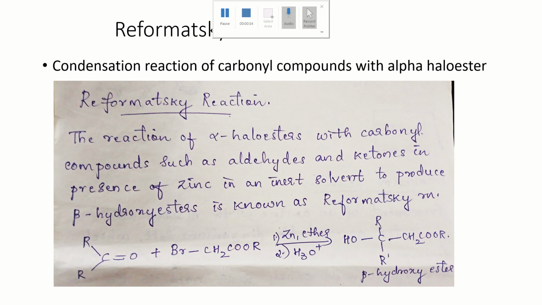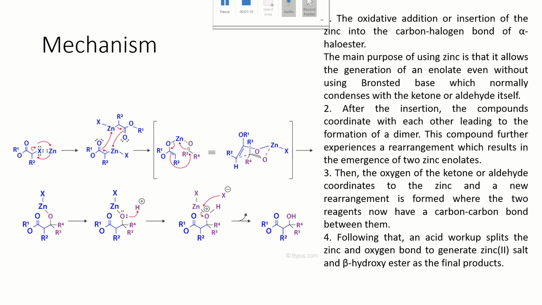The Reformatsky reaction is a synthetic method to produce beta hydroxy ester by treating a carbonyl compound such as an aldehyde or ketone with an alpha haloester in the presence of zinc and an inert solvent. The Reformatsky reaction can also be conducted by taking propyl bromide or alpha haloamide instead of alpha haloesters. The major reaction mechanism proceeds via the following steps.